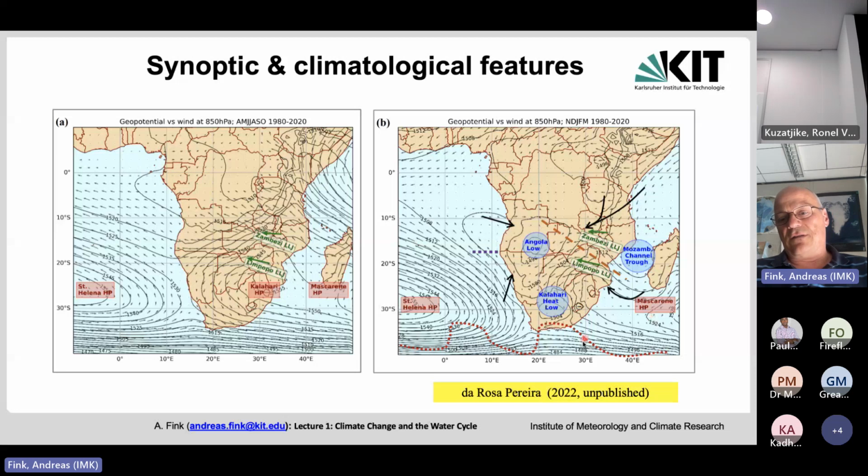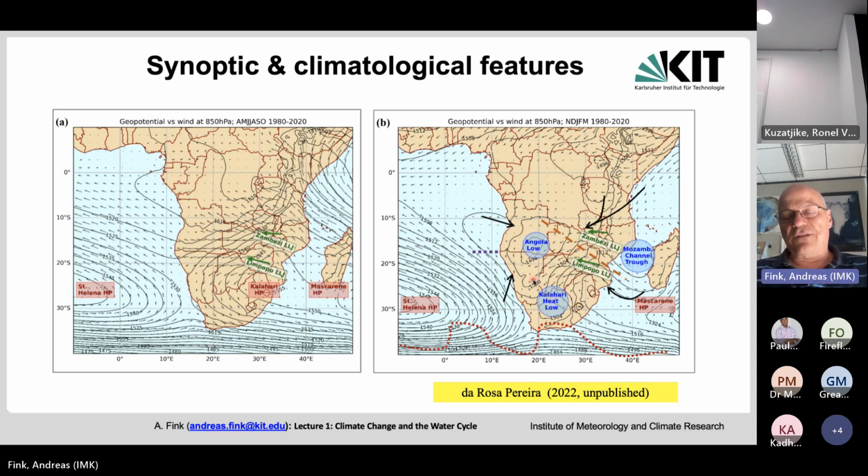And in austral summer, we have low pressure systems. One is over the ocean, the Mozambique Channel Trough, often abbreviated MCT. We have the Angola low over the highlands of Angola, and we have the Kalahari heat low. I'm coming to that later on.